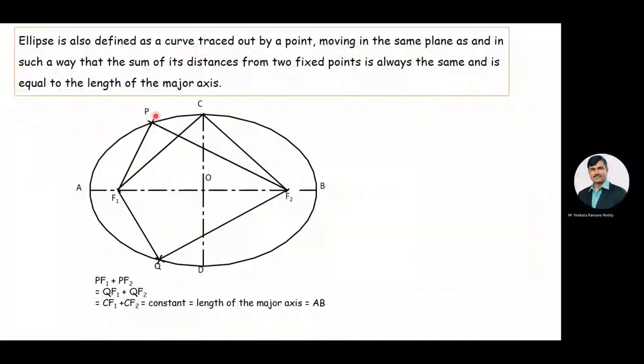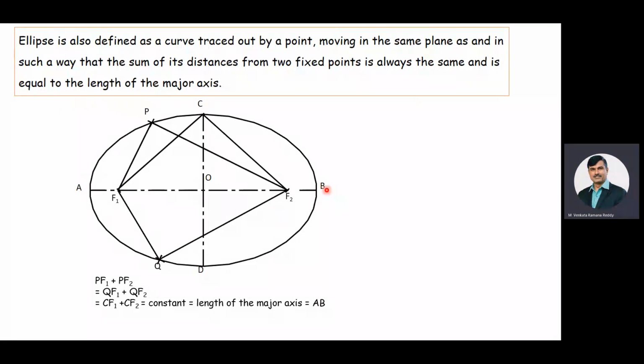Here P is a point on the curve. Then the sum of its distances from two fixed points, say PF1 plus PF2, is equal to the length of the major axis, which is equal to AB. And also QF1 plus QF2 is equal to the length of the major axis, which is equal to AB. And then CF1 plus CF2 is equal to the length of the major axis, which is equal to AB.